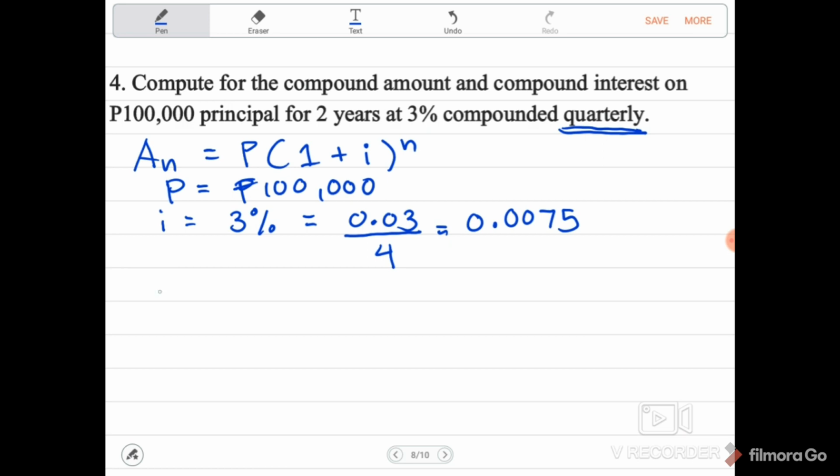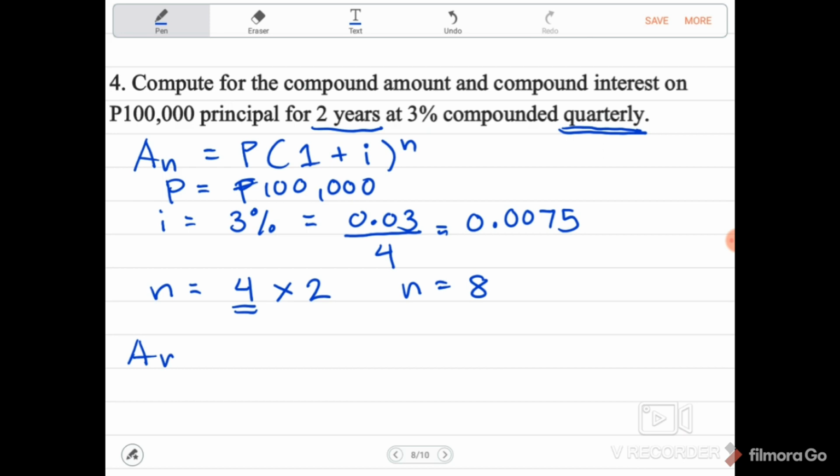Then, yung N. Ano yung N? So, N, quarter, that is 4. That is good for 1 year, right? Ilang years ba? 2. So, 4 times 2. Again, yung N natin, quarterly. So, quarter, 4. Times ilang years? That is 2 years. So, 4 times 2, that is equal to 8. N is equal to 8.